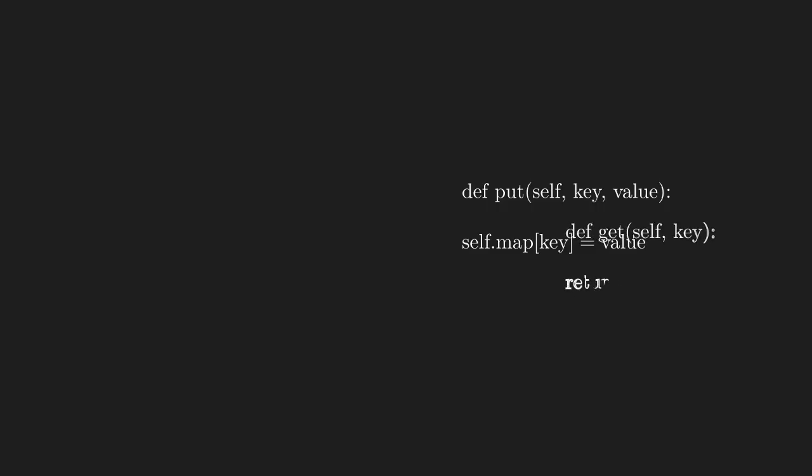With this direct array, the operations become trivial O(1) assignments. For put, we just execute self.map[key] = value. For get, we simply return self.map[key]. And for remove, we reset the slot with self.map[key] = -1. There are no collisions to handle at all.